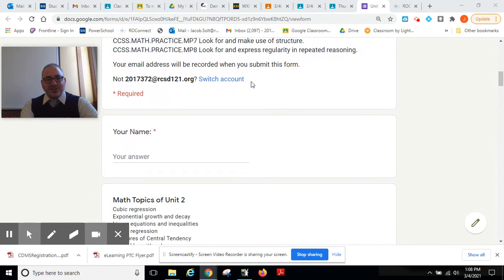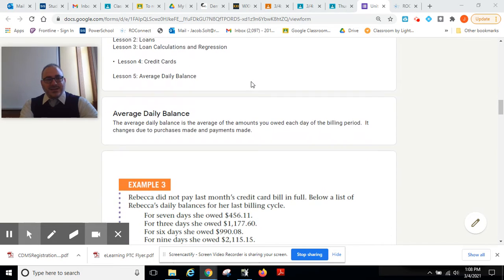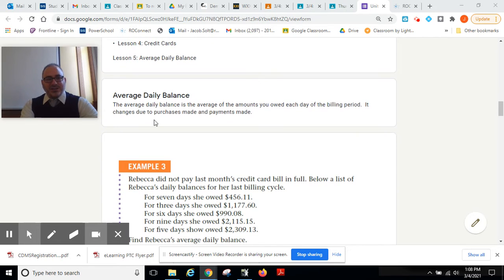All right, put your name where it says your name. And we have a little definition here. Here's what an average daily balance is. The average daily balance is the average of the amounts you owed each day of a particular billing period. It changes due to purchases made and payments made.